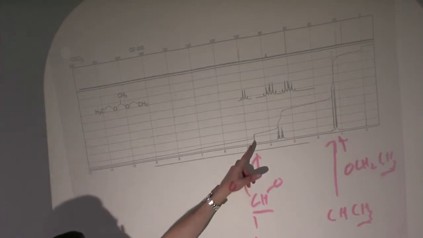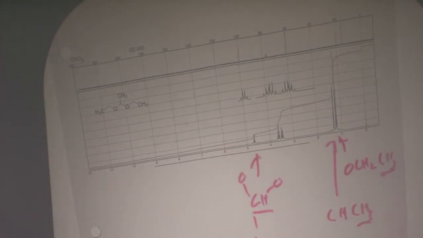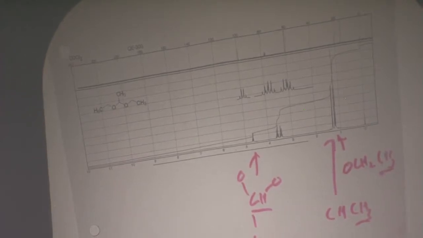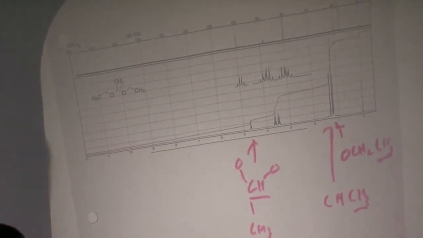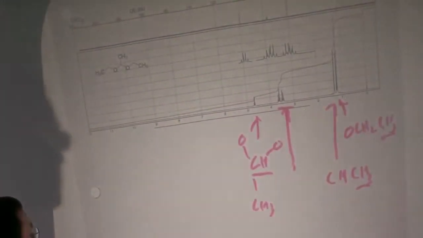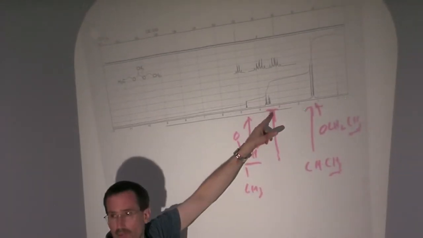We have our methine. It's the one that's attached to 2 oxygens, so it's shifted downfield. It's at 4.6 parts per million. It's a quartet because it's split by the methyl group. And finally, we come to the CH2s. And the CH2s show up as 2 peaks.